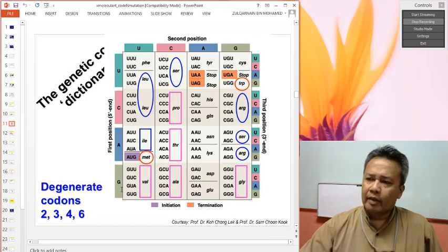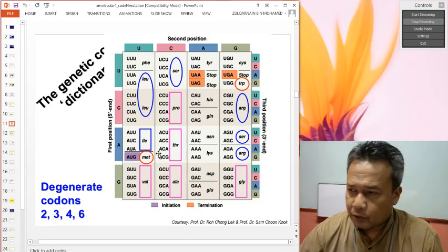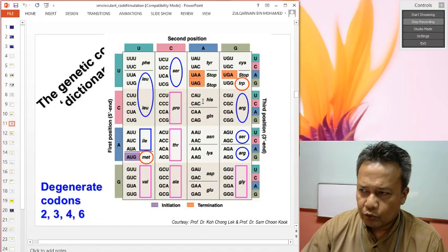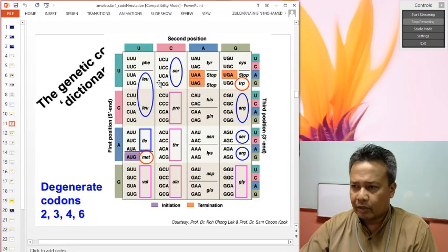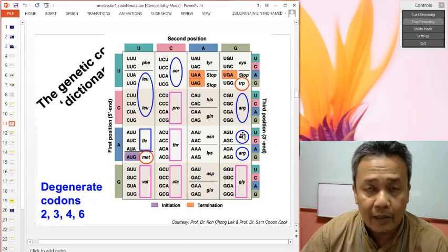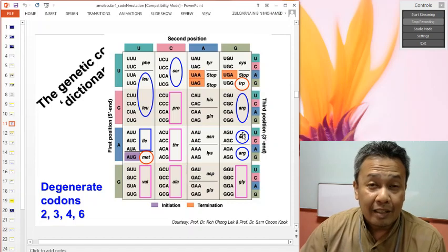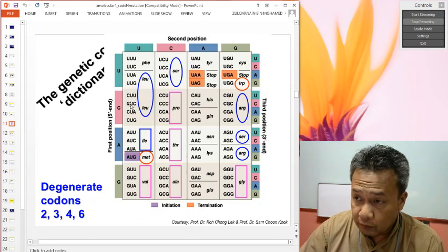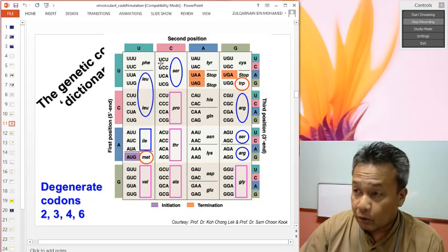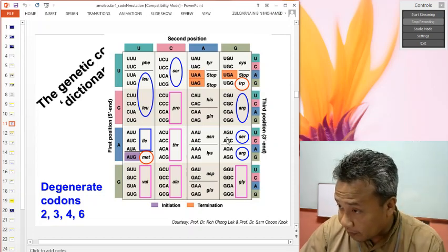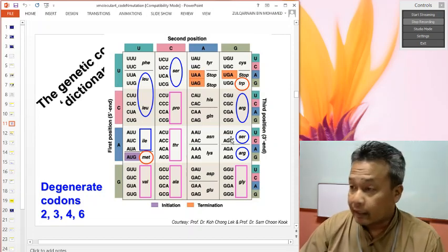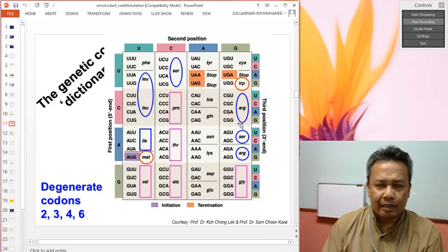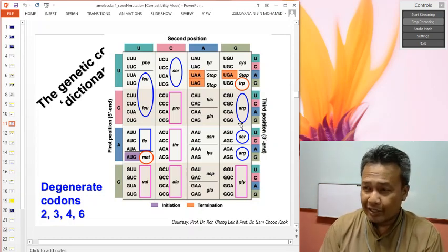Let's look at this. This is the same codon table that I showed you earlier. Look, it's been grouped into several shapes and sizes. The blue oblong and circle are the amino acids that have 6 codons. Leucine has 6 codons: 1, 2, 3, 4, 5, 6. Serine has 6 codons. Arginine has 6 as well. So leucine, serine, and arginine have 6 codons each.